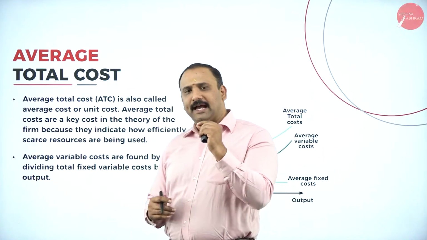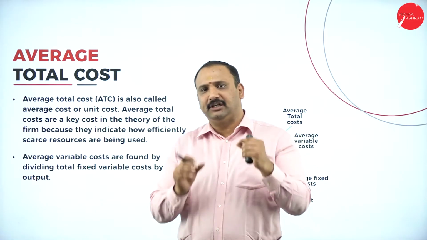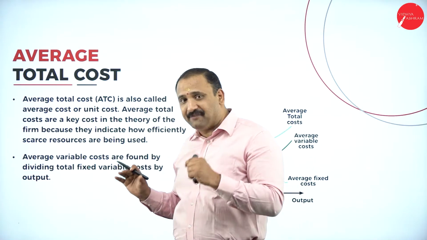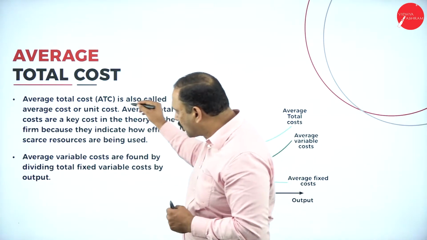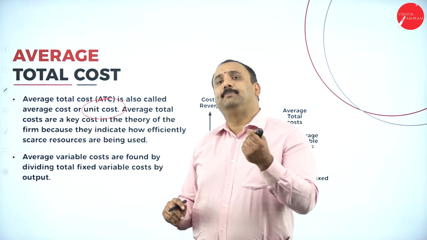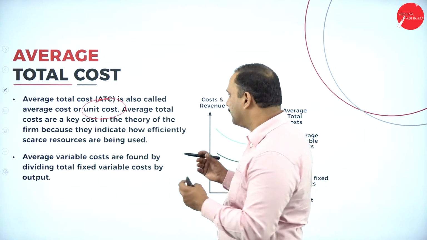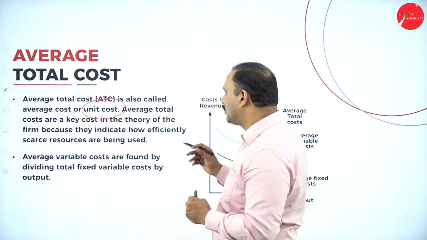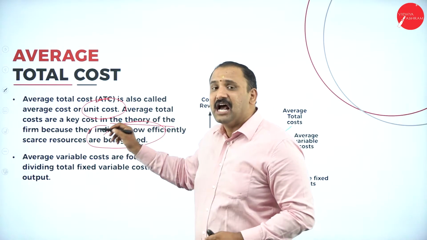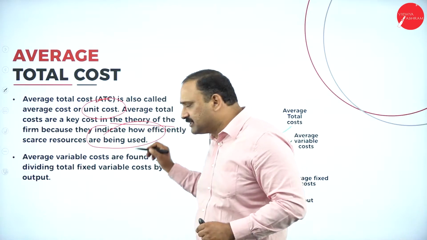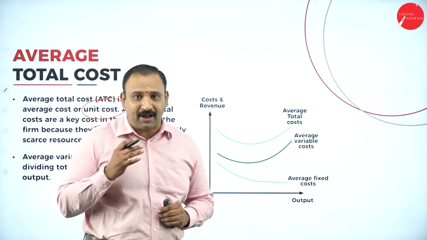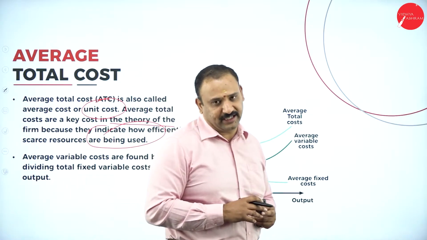Now, we all know that average cost means the total output divided by the quantity. So now we are going to go into the average total cost, which is also called the unit cost. So what is the production cost per unit value? This is very, very important for all of us to know. Average total costs are the key cost in the theory of the firm because they indicate how efficiently scarce resources are being used. Now, this is a very important concept where we have to understand the factors clearly.